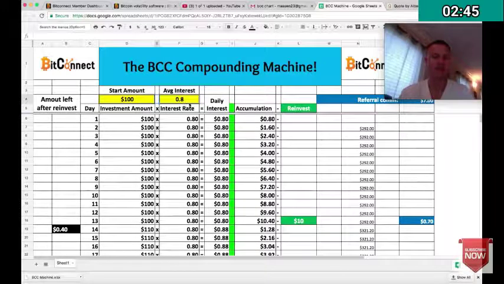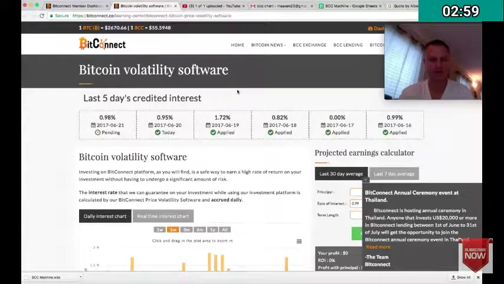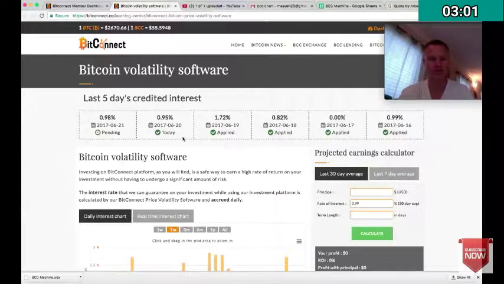The average interest rate. This is very important because I have 0.8. 0.8 is very conservative. I don't know if I need to be that conservative. That's the lowest that I've ever seen it go as far as an average. But if you look here, there's this volatility software. It tells you the last 5 days of interest paid. You had 0.99, a zero. A zero is going to happen every once in a while. 0.82, a big one, 1.72, 0.95 is going to pay out today, and 0.98 will pay out tomorrow. But you can see right here, the last 30-day average is 0.99, so almost 1%.